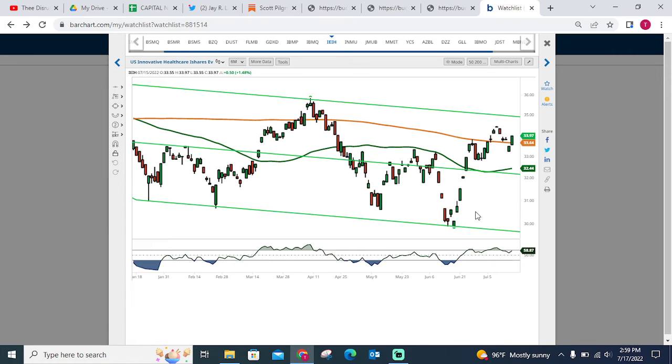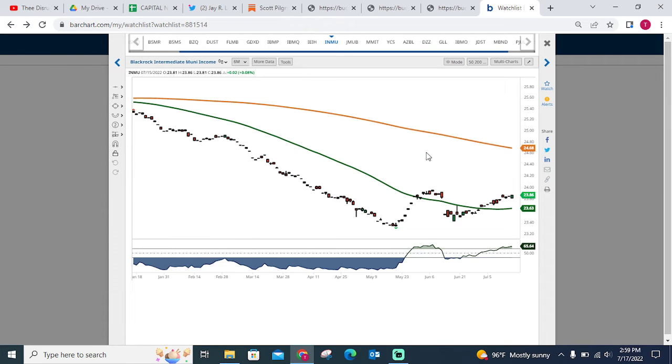And so we've got healthcare here. Broke that 200, broke through it again. It would have been nice if we could have stayed above that line right there, but we didn't. So this is one you might want to be watching if you're into the healthcare stuff.